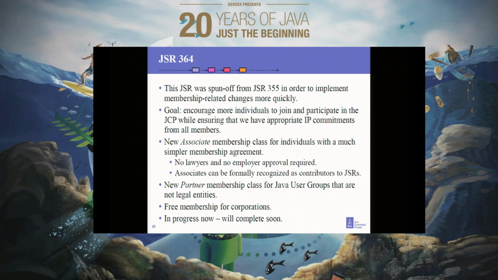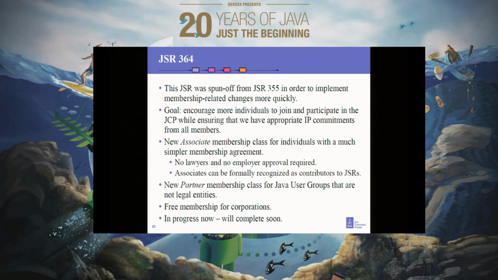We're going to create a new membership class we call Associate Member. This will have a much simpler membership agreement. I wanted it to be one page, but the lawyers wouldn't let me. But the essence of it is just one page, and you should be able to understand it. You don't have to ask permission from your employer. And the principal benefit that you would get from joining as an associate is the possibility of formal recognition for contributions that you make to a JSR.